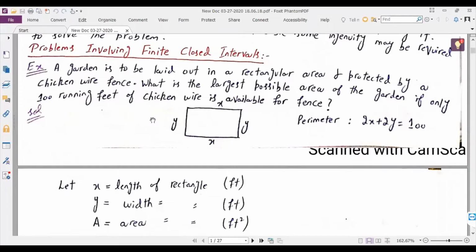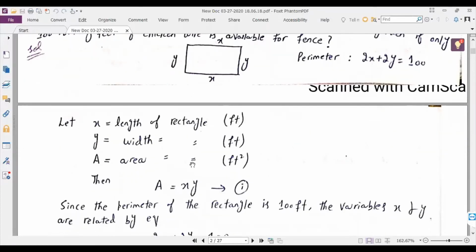Now, here is an appropriate figure relevant to this problem, and the quantities here are expressed as x and y. Now, this is the perimeter condition given in the question, that you are only given 100 running feet of chicken wire. So the perimeter of a rectangle is 2x plus 2y, which equals 100. Here x denotes the length of the rectangle, y denotes the width of the rectangle, and A is the area.